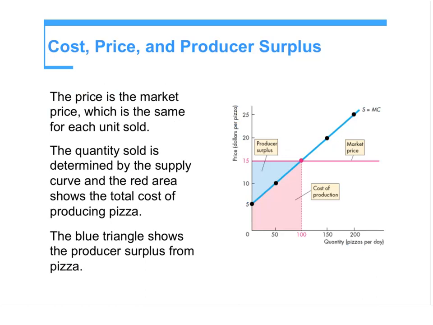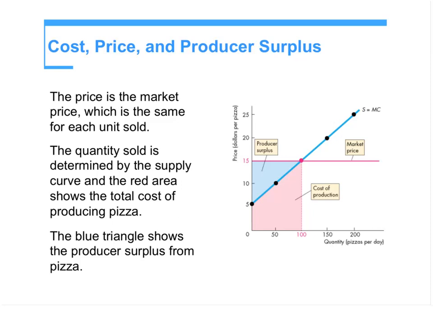So if you can see the marginal cost and the pink side, the price is the market price, right? The red one, which is the same for each unit sold. The quantity sold is determined by the supply curve, and the red area shows the total cost of producing pizzas.